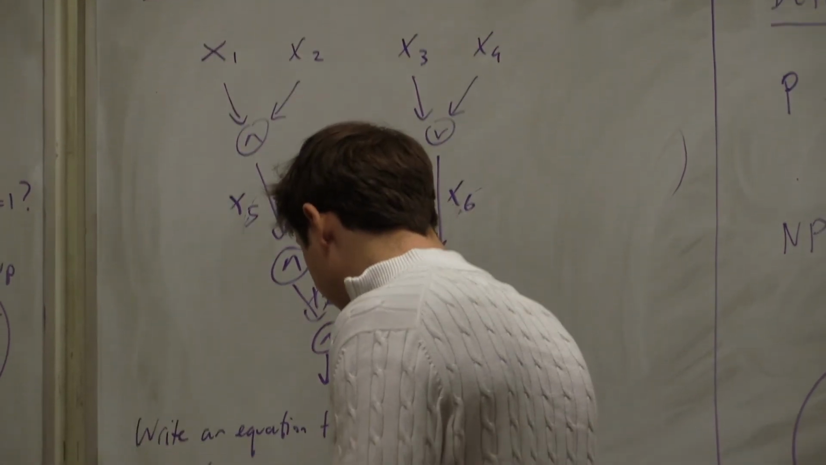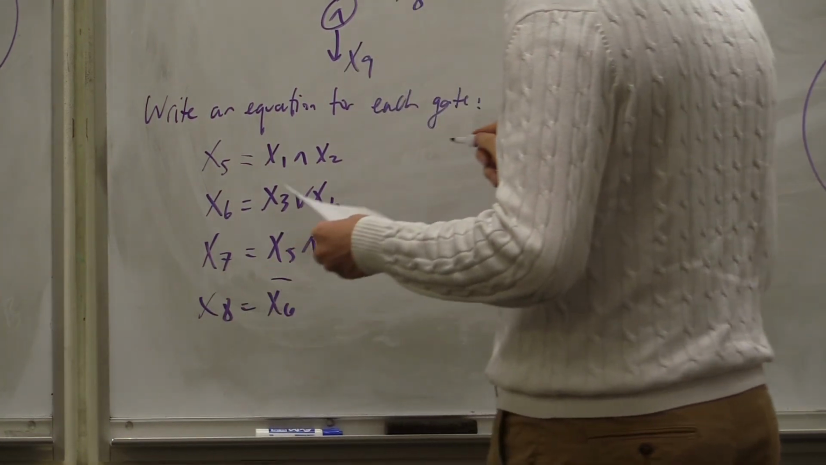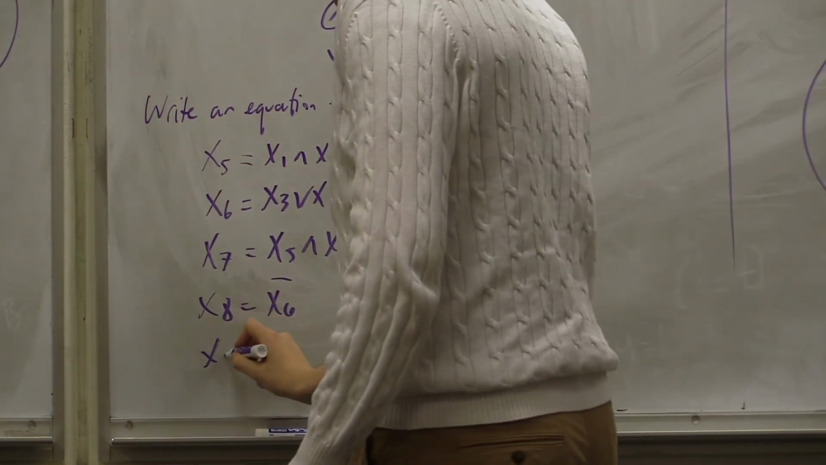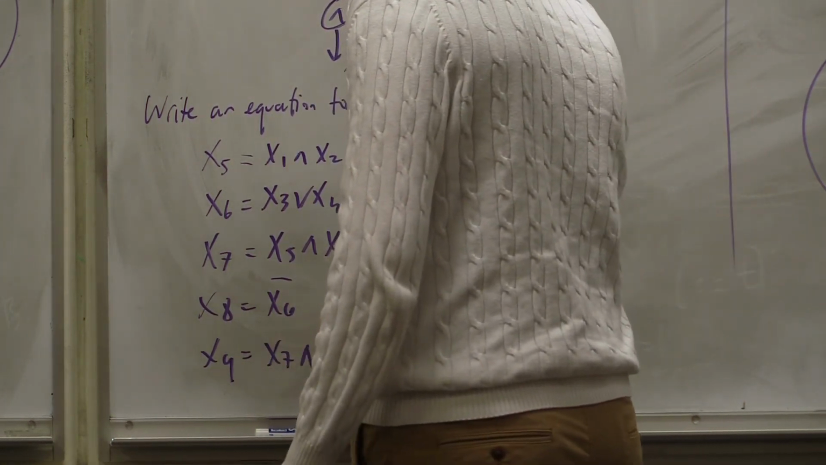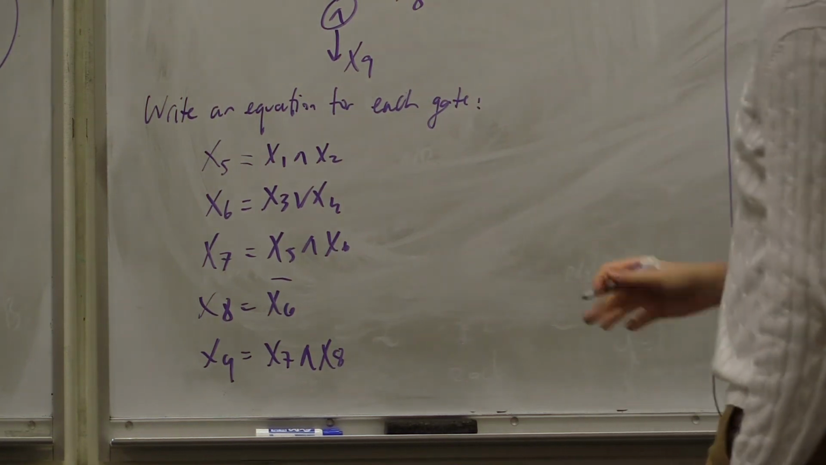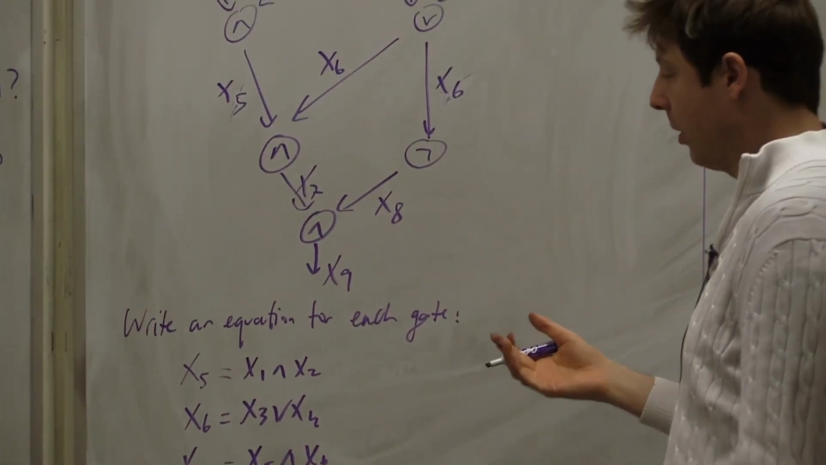x8 is the NOT of x6. And x9 is the AND of x7 and x8. Okay? So how many such equations do we write? We write 1 per gate. So this is not many equations to write.